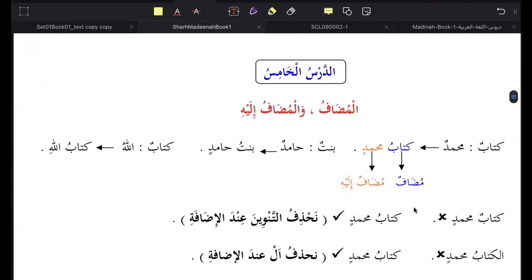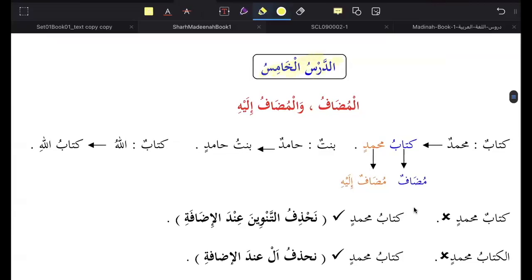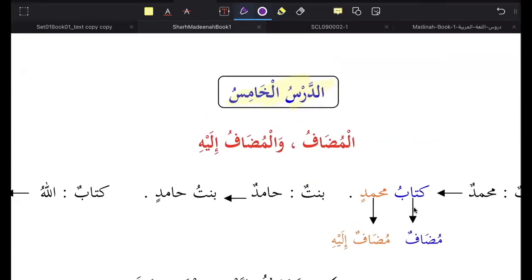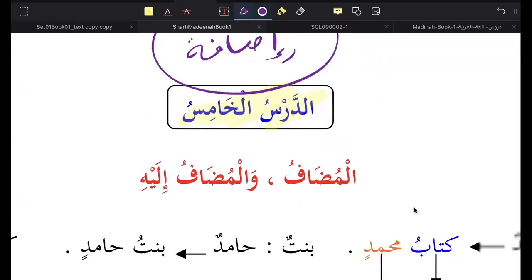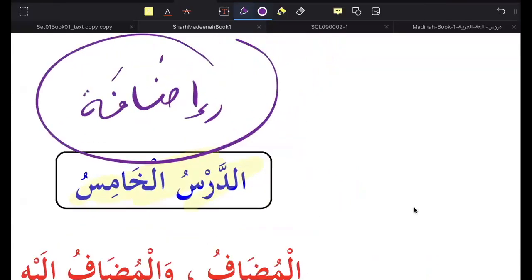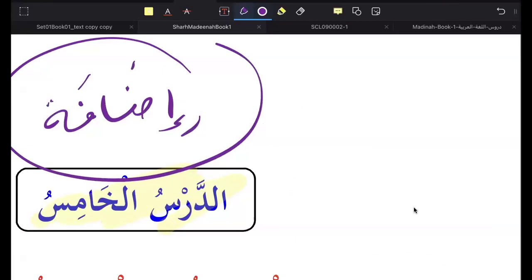So now we'll start with Ad-Dars al-Khamis, the fifth lesson. This is another complicated, important, and very fundamental topic to the Arabic language. The topic, he did not write the word, is called Idafa. Al-Idafa. What is Idafa? You can think about it as having two different usages, but right now just focus on possessive. It's about possession.